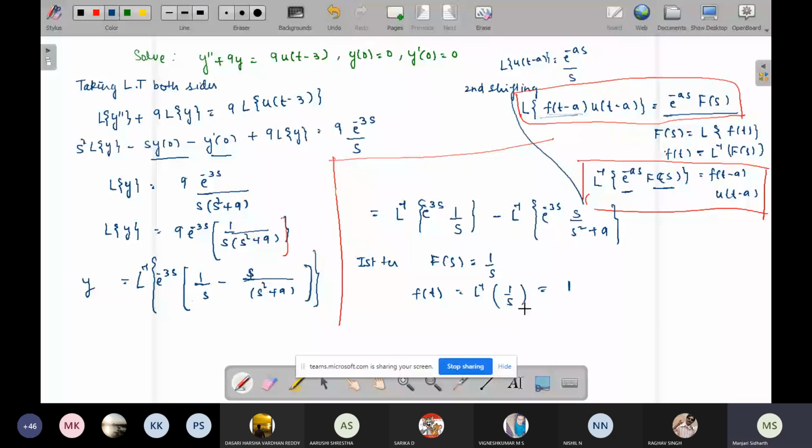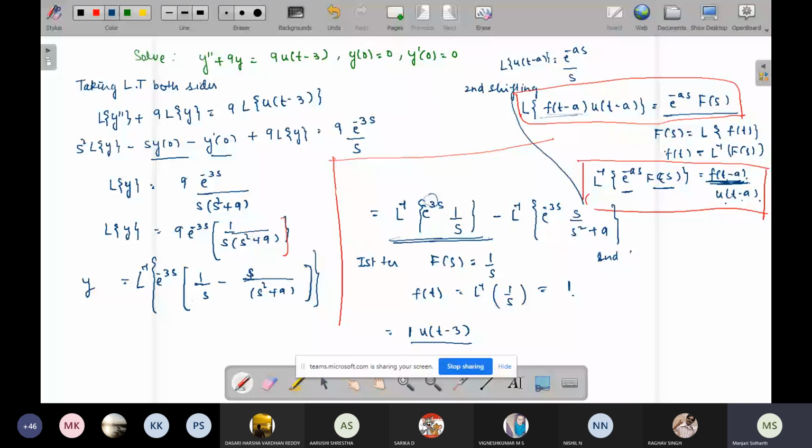Now if I solve only the first term, f of t minus a. If it does not contain t, how will you replace t? So let's just write only this. f of t minus a means simply 1, times u of t minus a. a is 3 here, so u of t minus 3. So by solving the first term, you get this. Now I'm solving the second term.